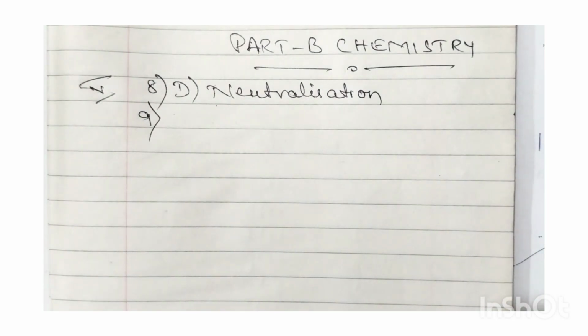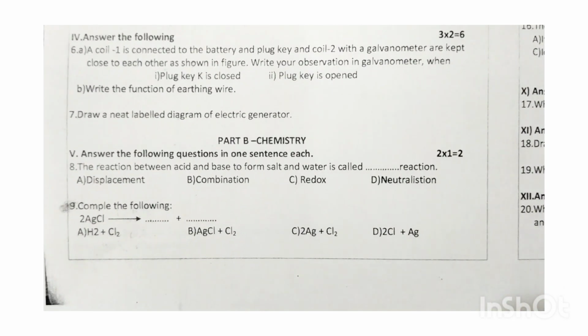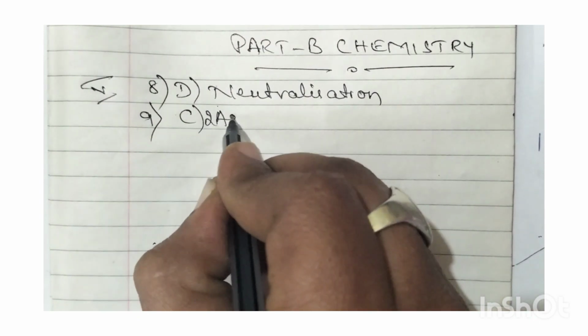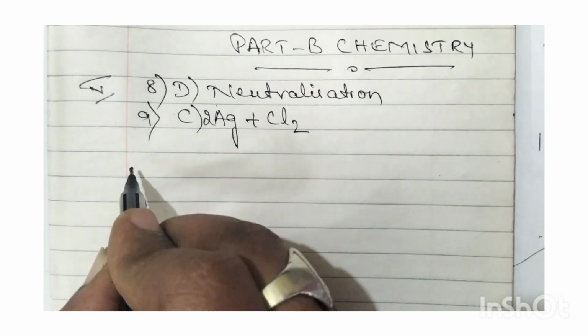Now let us move to the ninth question. Complete the following: 2AgCl gives rise to dash plus dash. The options are H2 plus Cl2, AgCl plus Cl2, 2Ag plus Cl2, 2Cl plus Ag. Among these four options, the right option is option C. We have to write the balanced equation. 2Ag is there, here also 2Ag; Cl2 is there, Cl2. So the balanced equation is 2AgCl gives rise to 2Ag plus Cl2. So for the ninth question, the right option is option C, 2Ag plus Cl2.